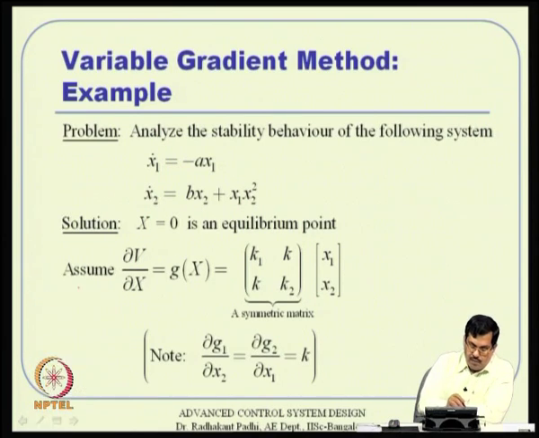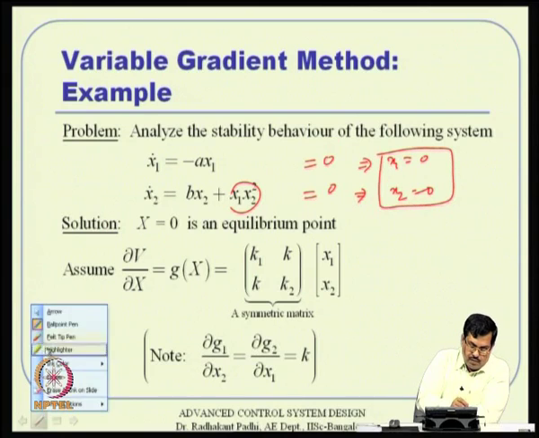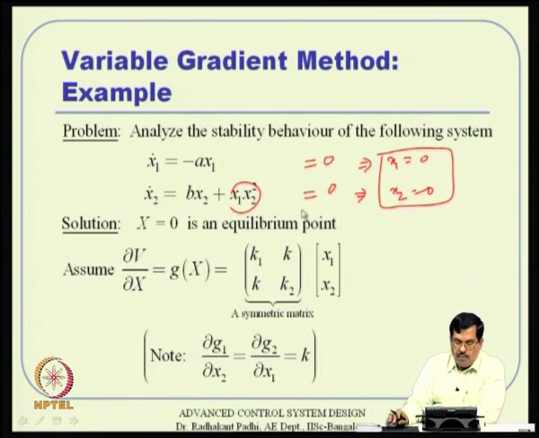So, we put this one as 0 and this is also 0, and this will give me that x1 equal to 0, and once x1 is 0, this term is not there, that means x2 is 0. So, I got x1, x2 equal to 0, 0. I do not have to do any coordinate transformation. Okay, so x0 is an equilibrium point.